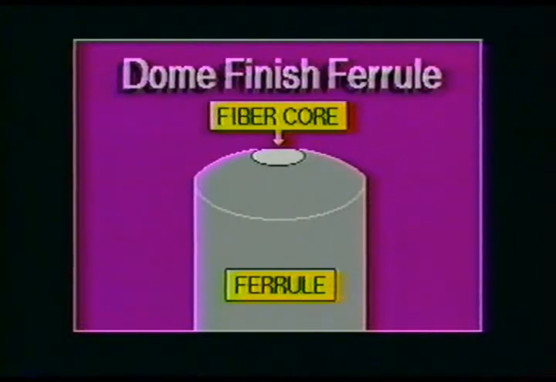The material most commonly used to produce the dome finish ferrule is zirconia. Zirconia is soft enough to be shaped even though it is a very hard ceramic. Zirconia also has the ability to flatten a very small amount when the optical connection is made. This allows for a much better contact between the fiber ends. Dome finish ferrules are commonly used for single mode applications only.